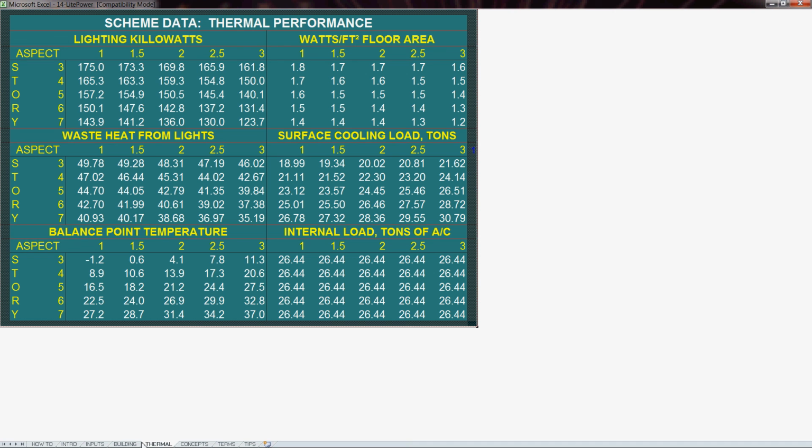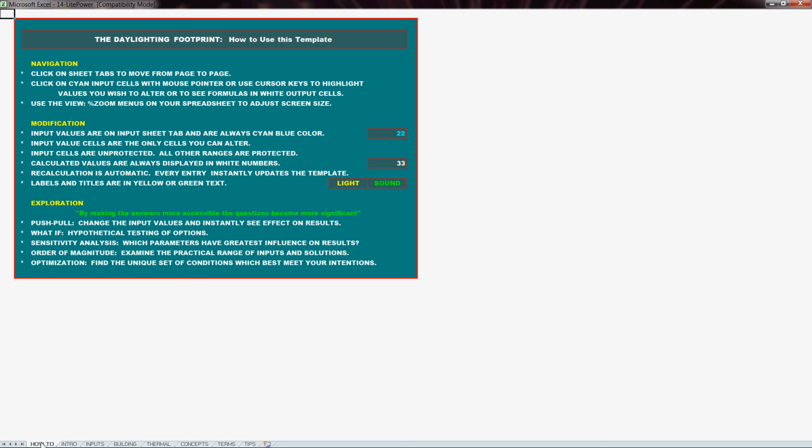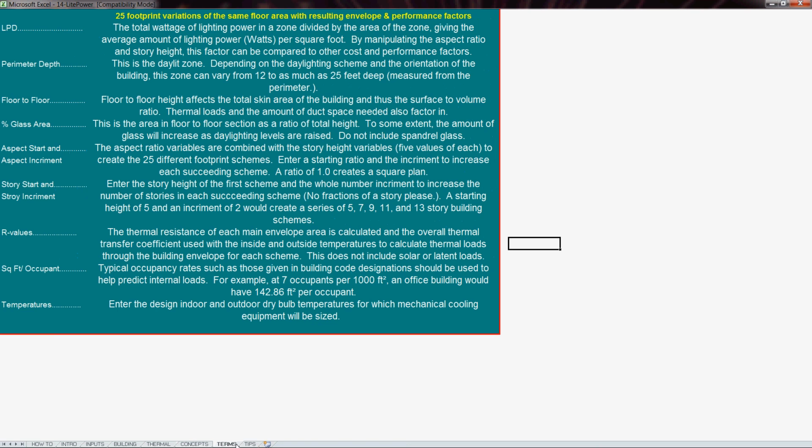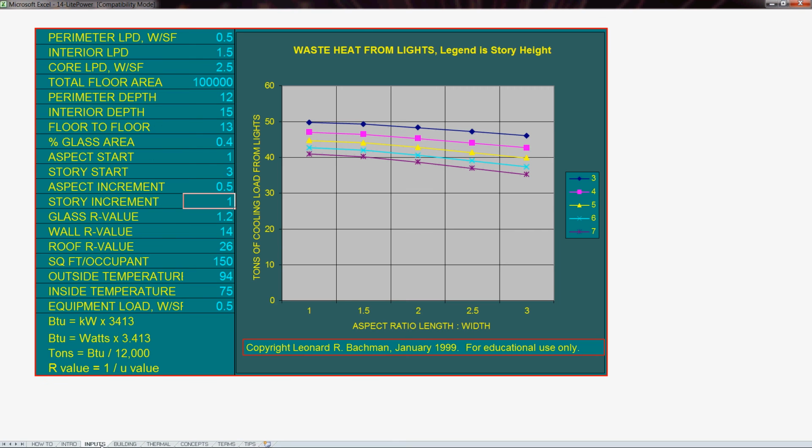So we have other tabs here that teach a little about the concepts and terms involved, and even some tips on how to exploit the spreadsheet a little bit. And the input screen. That's all for lighting power density.